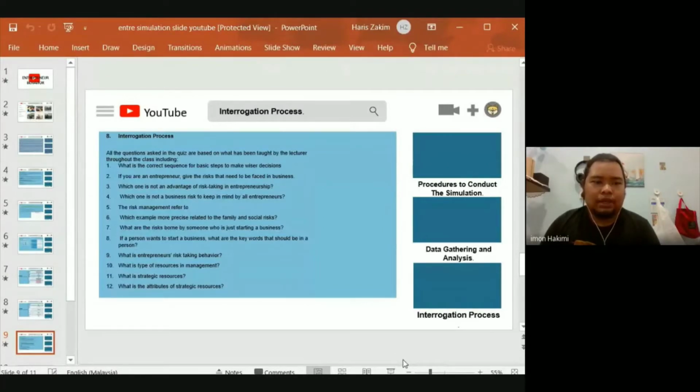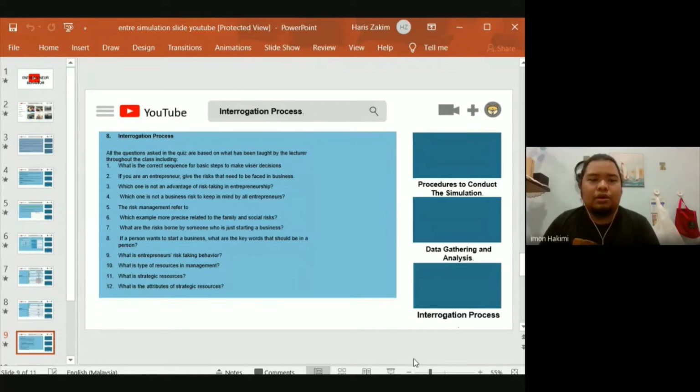Question number 5, the risk management referred to. Number 6, which example is more precisely related to the family and social risk? Number 7, what are the risks borne by someone who is just starting a business? Number 8, if a person wants to start a business, what are the keywords that should be in a person? Question number 9, what is entrepreneur's risk-taking behavior?